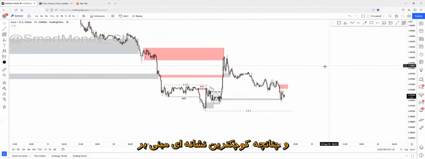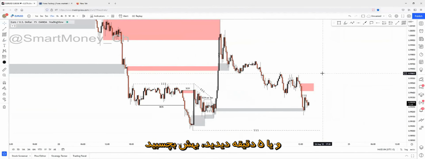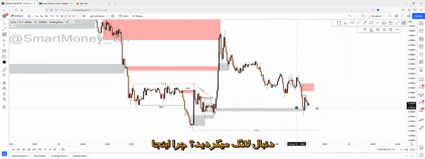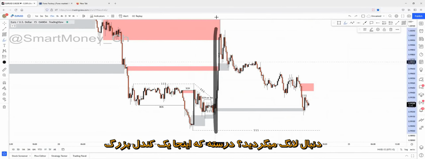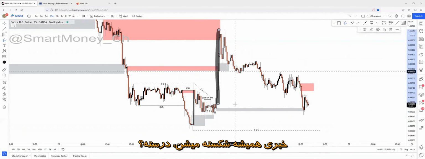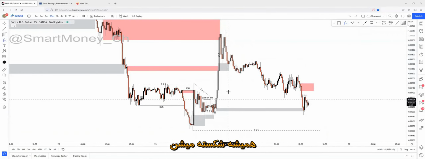And if there's a small sign for the continuation of the bearish trend on the 15-minute and the 5-minute, just grab it and be in the sell. Why would you look for a long here? Of course, here was this huge movement caused by the news. News candles are always being broken, right? We learned this, that news candles will always be broken.